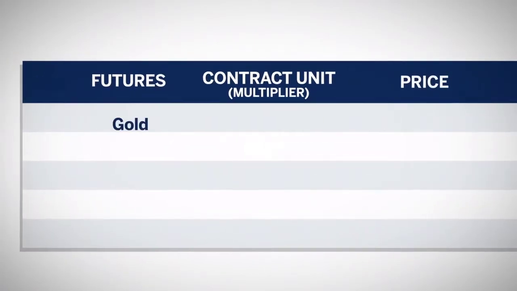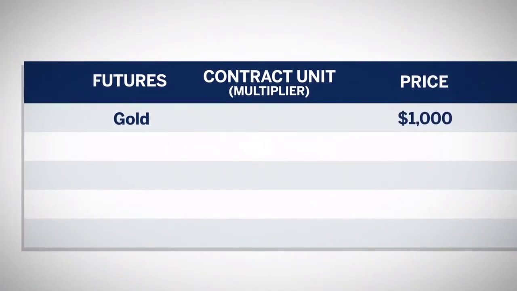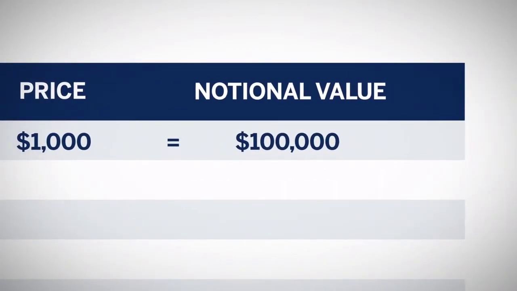Assume a gold futures contract is trading at a price of $1,000. The notional value of the contract is calculated by multiplying the contract unit by the futures price. In this case, 100 troy ounces times $1,000. The notional value for this contract at this price would be $100,000.